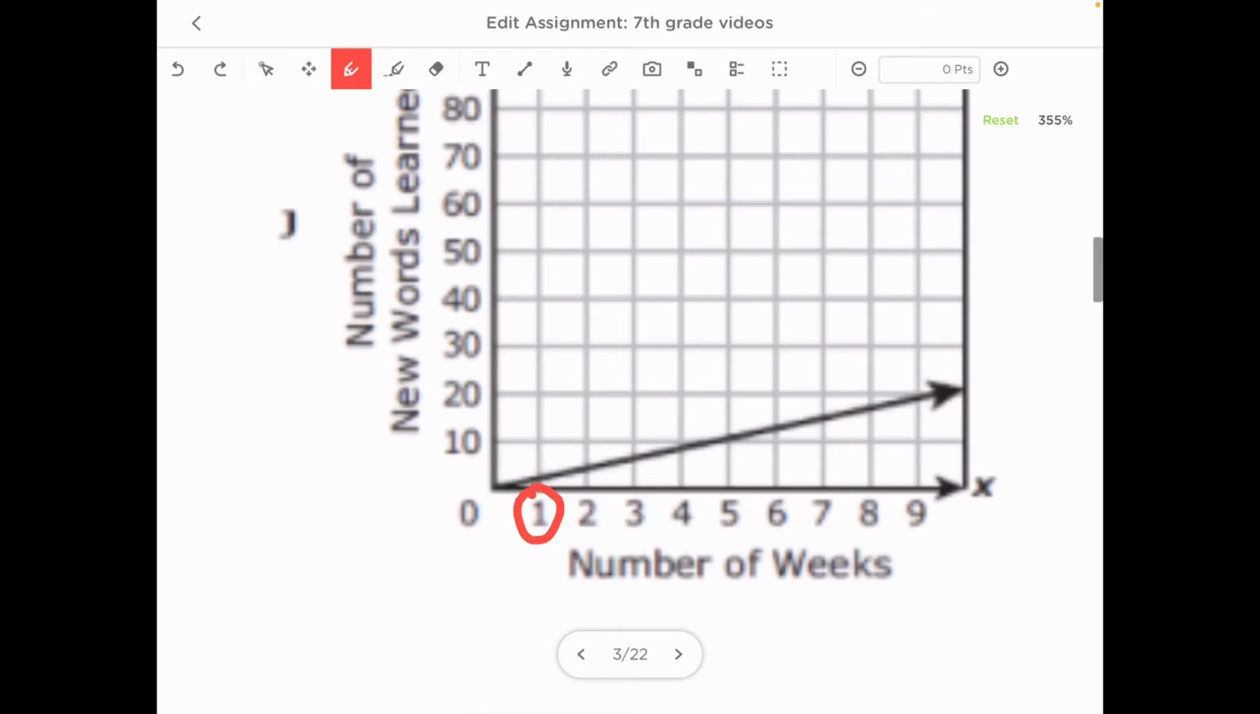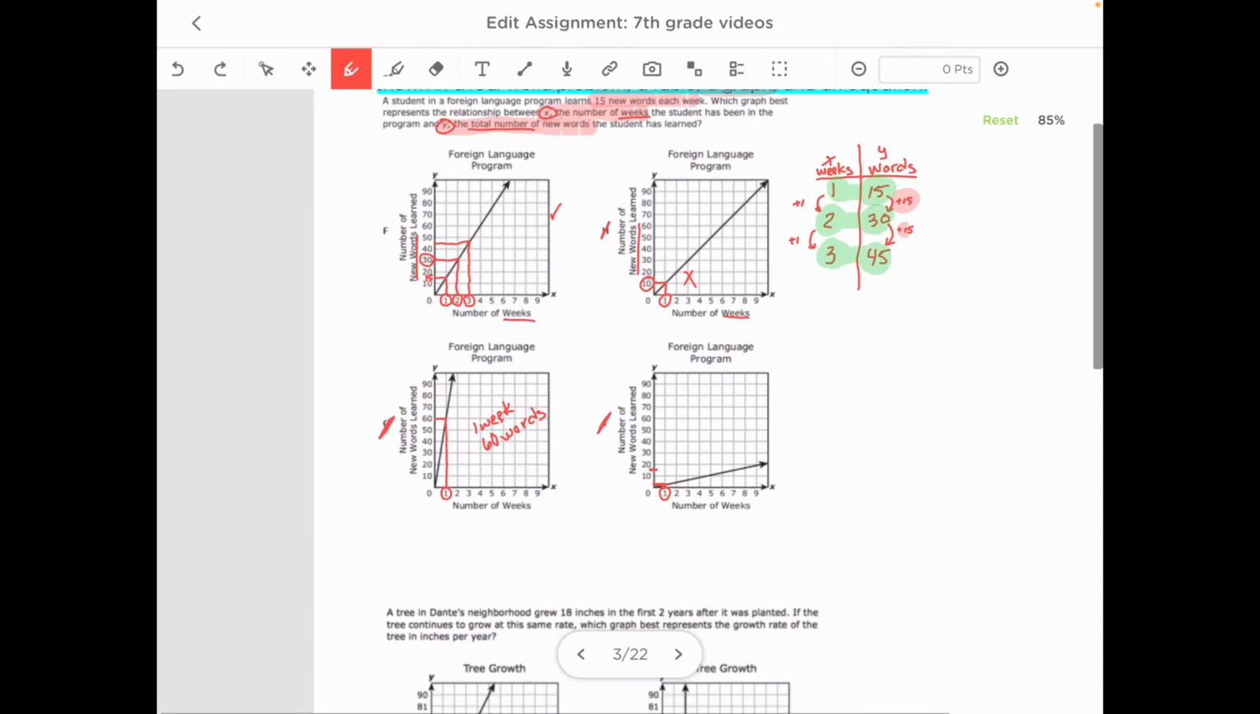Again, at 1 week, we should be somewhere right here at 15. But this one, it doesn't even look like it reaches 10. It doesn't even look like it reaches 5. It doesn't even look like he learns 5 new words per week. So that's not my answer. So my answer is F.